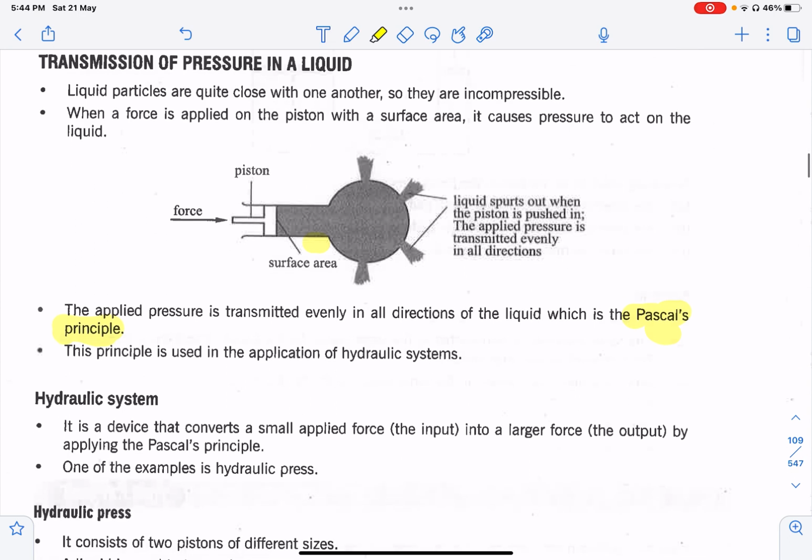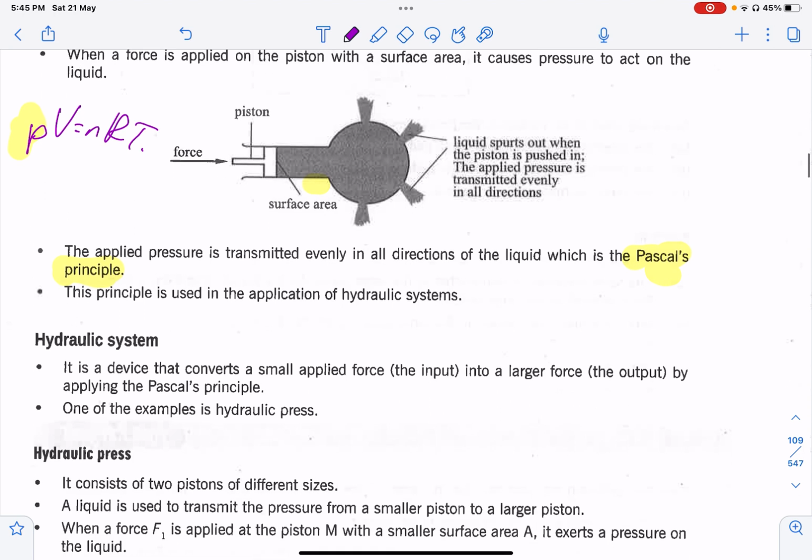So when pressure is applied on the piston with a surface area, it will cause some pressure to act on it. And this pressure is then evenly transmitted in all directions of the liquid, which is Pascal's principle. What Pascal's principle means is that it's mainly used in the application of the hydraulic system. One way to represent this is PV equals nRT, which we will discuss later.